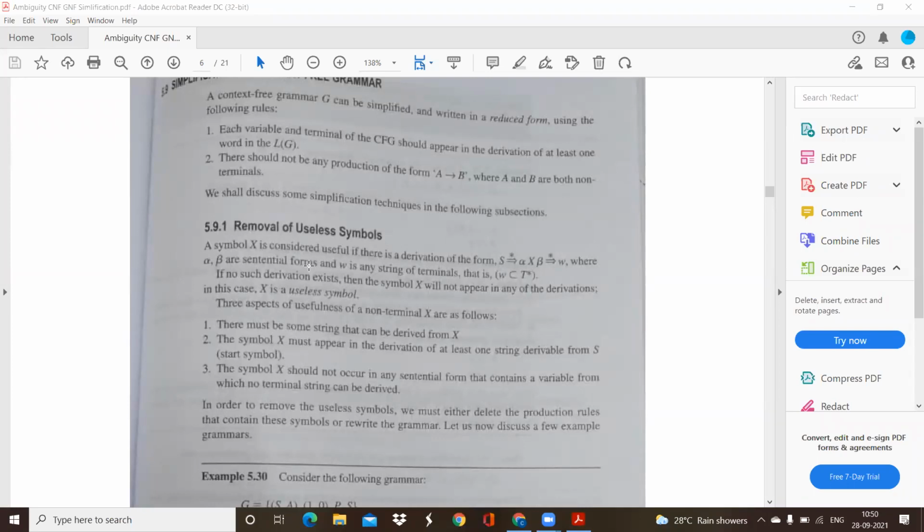So if that is the case, X is an important non-terminal, and you will need this X to achieve this input string. But if X is not involved in any expansion, or X is not able to take you to some final string, then X is a useless symbol. If it is not involved in any expansion, and if it is not deriving any string of terminals, then X is a useless symbol, and such symbols you should remove from the grammar.